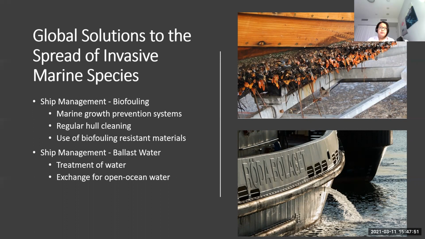Ballast water is water drawn from the ship's surrounding environment, which can contain non-native marine species. Solutions to this include a mechanical, physical, chemical, or biological treatment of water on board ship or off board, destroying any organisms. And the second solution is to exchange the ballast water for open ocean water during the route to destination.